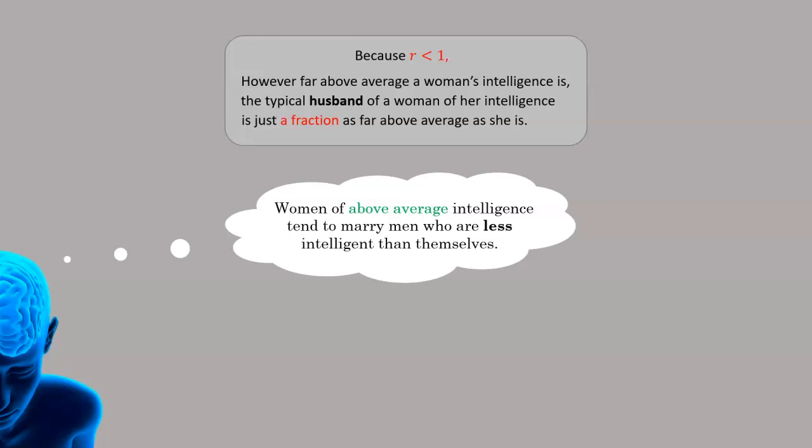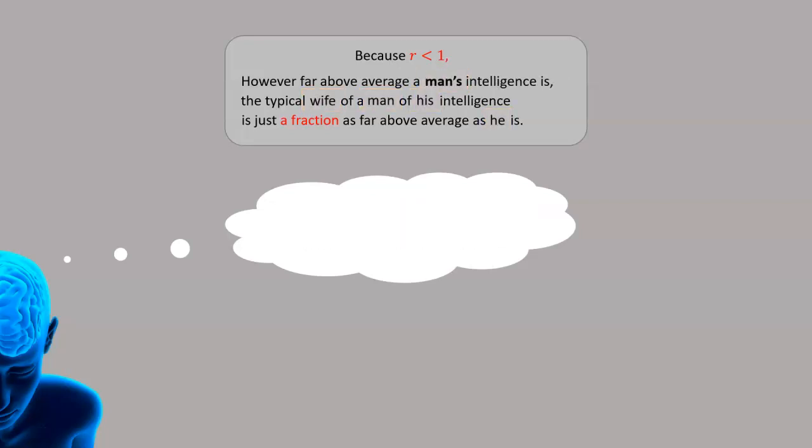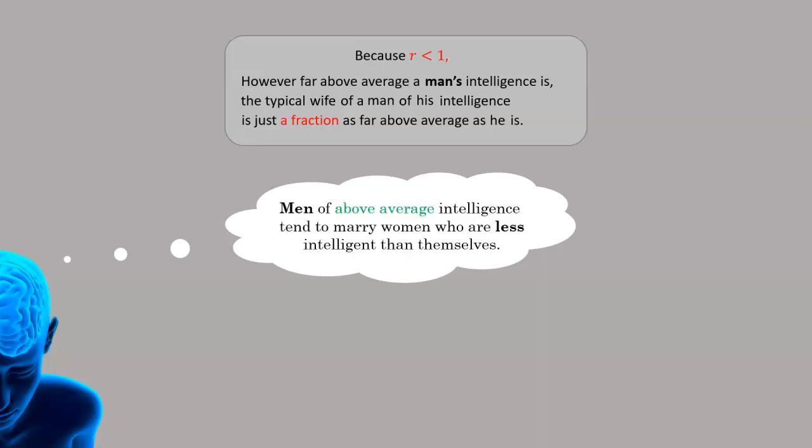But remember, a correlation coefficient works both ways. Instead of using it to predict husbands' intelligences from those of their wives, we could use it to predict wives' intelligences from those of their husbands. Nothing in our analysis changes, which means that we can simply reverse the sexes in that gray box. And as a result, we see it's also the case that men of above average intelligence tend to marry women who are less intelligent than themselves.